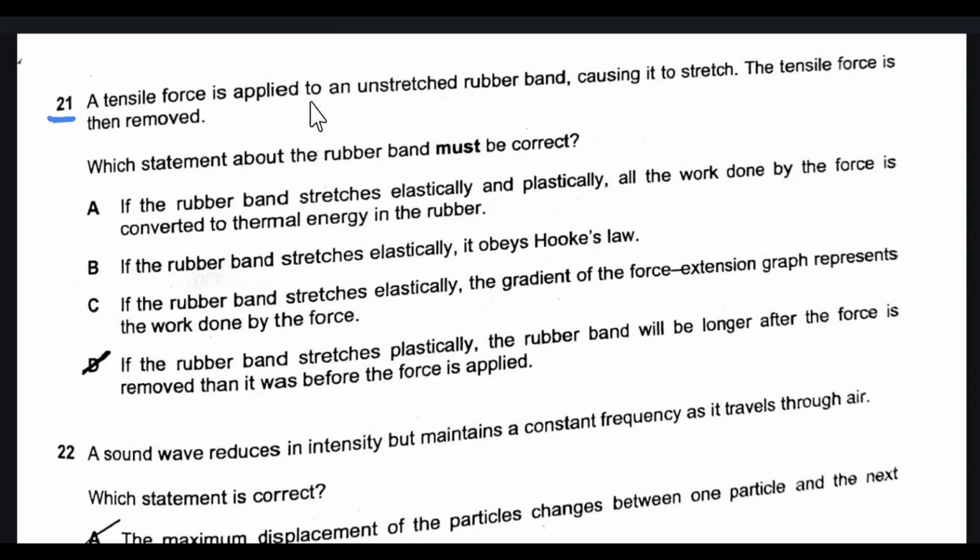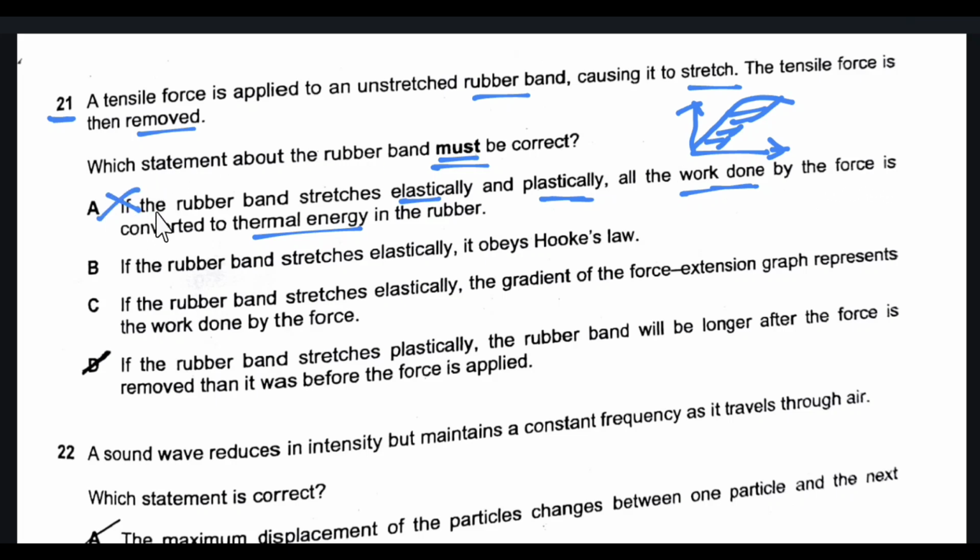A tensile force is applied to an unstretched rubber band, causing it to stretch. The tensile force is then removed. Which statement about the rubber band must be correct? If the rubber band stretches elastically and then plastically, all the work done by the force is converted to thermal energy. If we draw the stress strain graph, only this much of the work done is converted to thermal energy, not all of it, so option A is wrong.